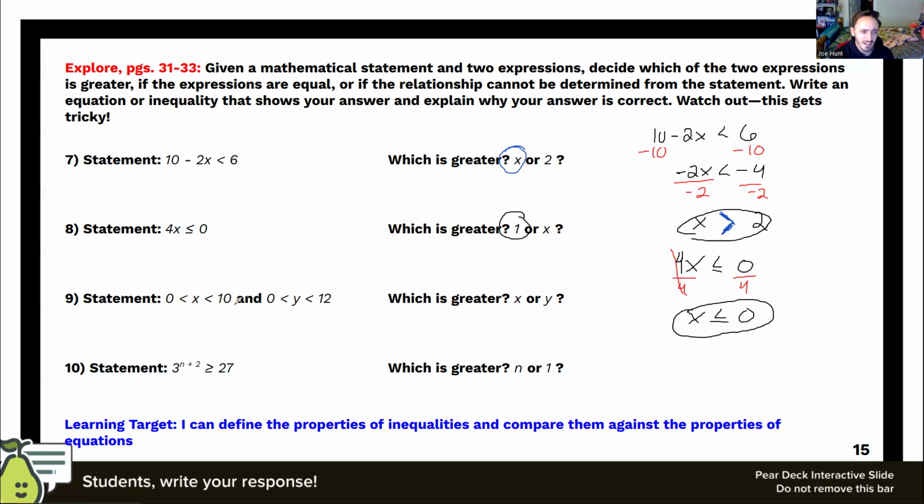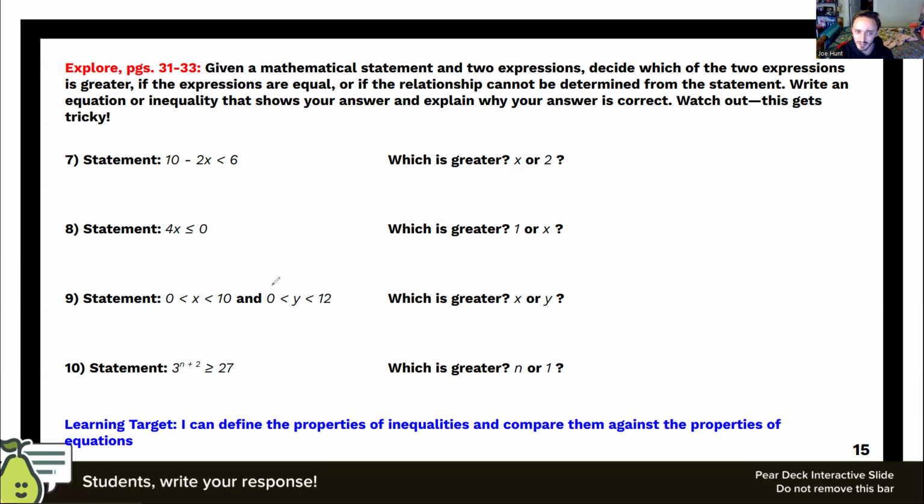Now, part 9 gets kind of interesting in the sense that they tell us x is a positive number. It's greater than 0, but it's less than 10. And they then tell us that y is a positive number because it's greater than 0, but it's also less than 12. And they want us to determine which is greater. Is it x or is it y, right?